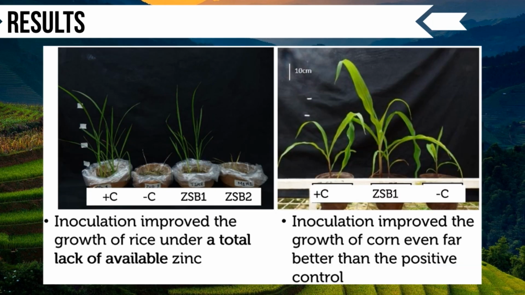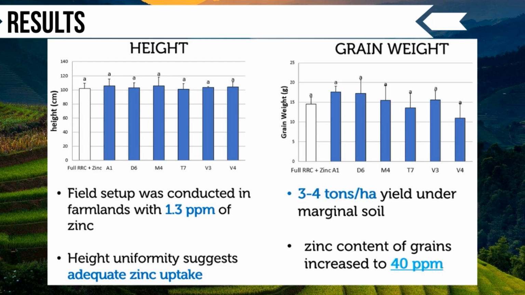Screenhouse experiment revealed that the inoculation of zinc solubilizing microorganisms can enhance the growth of rice and corn under a total lack of zinc. For corn, inoculation of the isolates has even surpassed the positive control. The most evident symptom of zinc deficiency is delayed and stunted growth. Thus, it was measured during the field experiment.